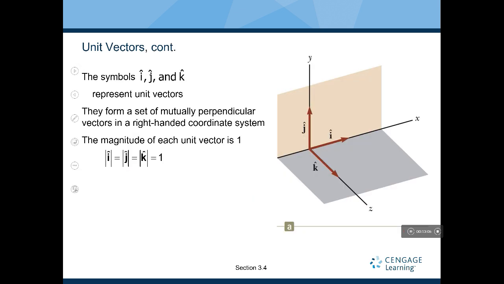All right, so here it goes. The symbols i hat, j hat, and k hat represent the unit vectors. I goes with x, as you see right here in this picture. J always goes with y, and k always goes with z. The magnitude of each unit vector is always 1.